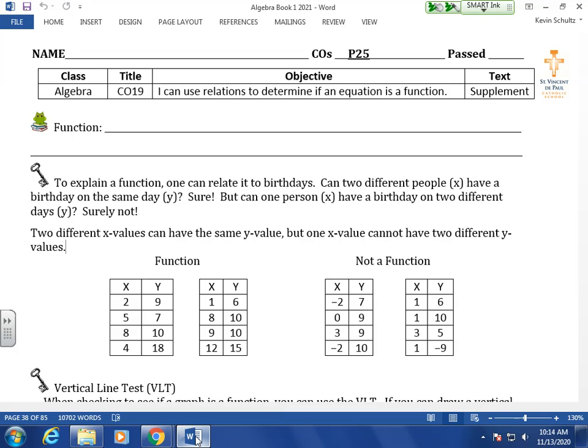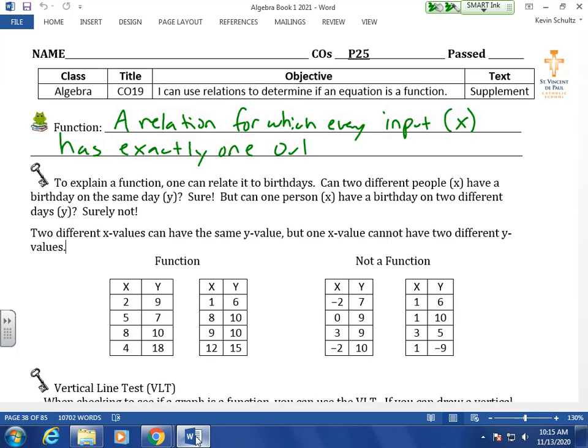Okay. A function is a relation, so a collection of ordered pairs, right? XY table, graph, or whatever. A relation for which every input, which if you recall is X, has exactly one output, which if you recall is the Y. A relation for which every input has exactly one output.